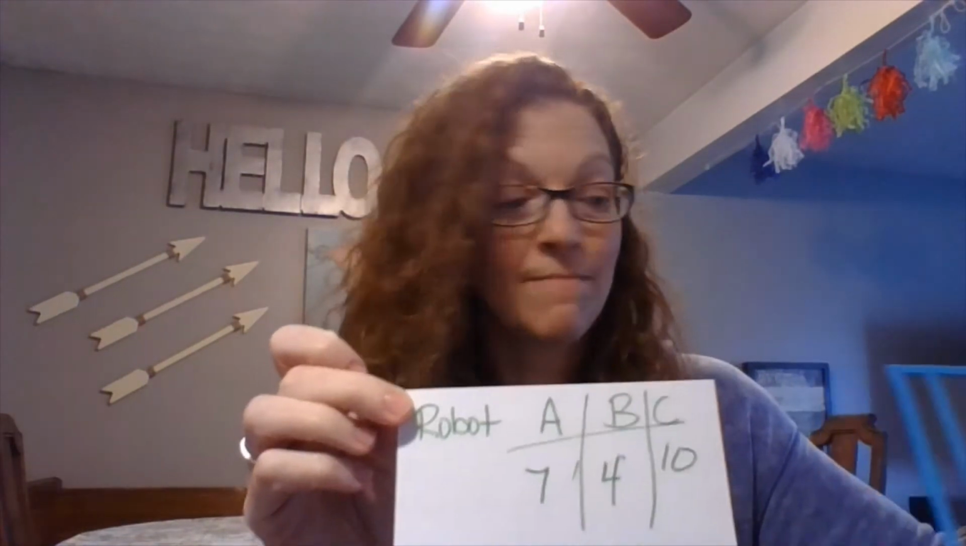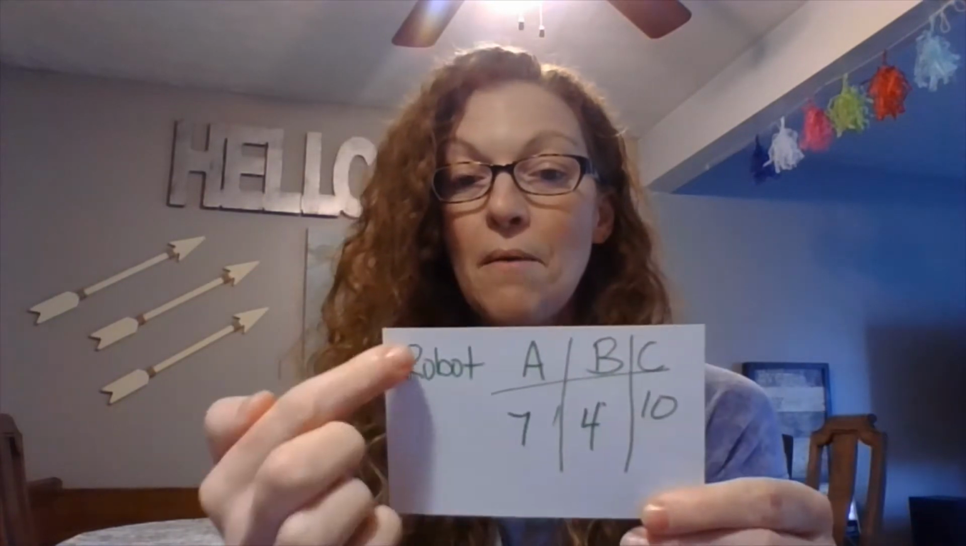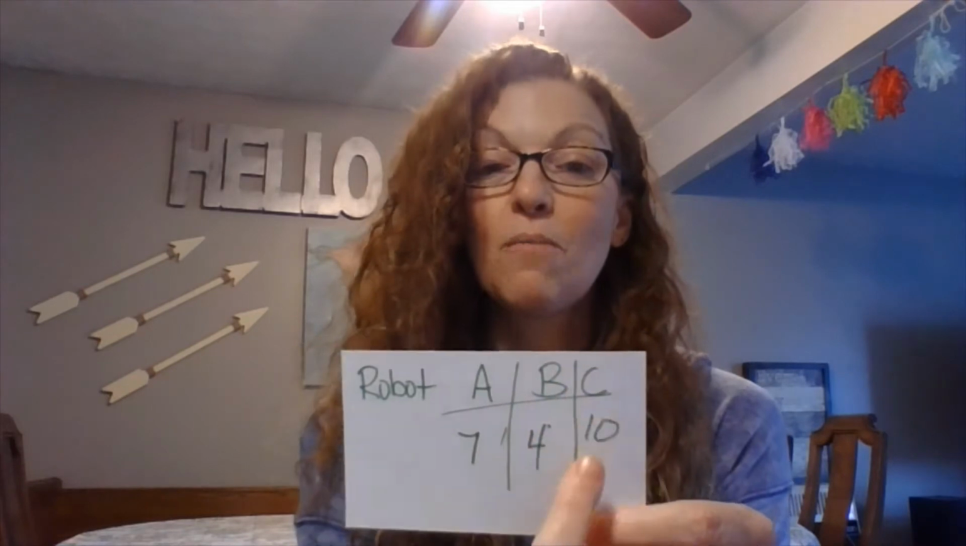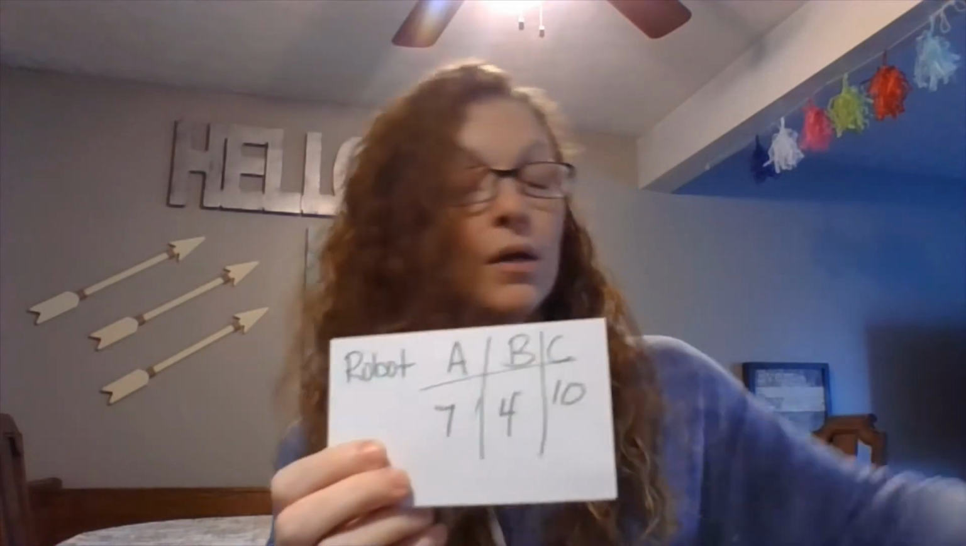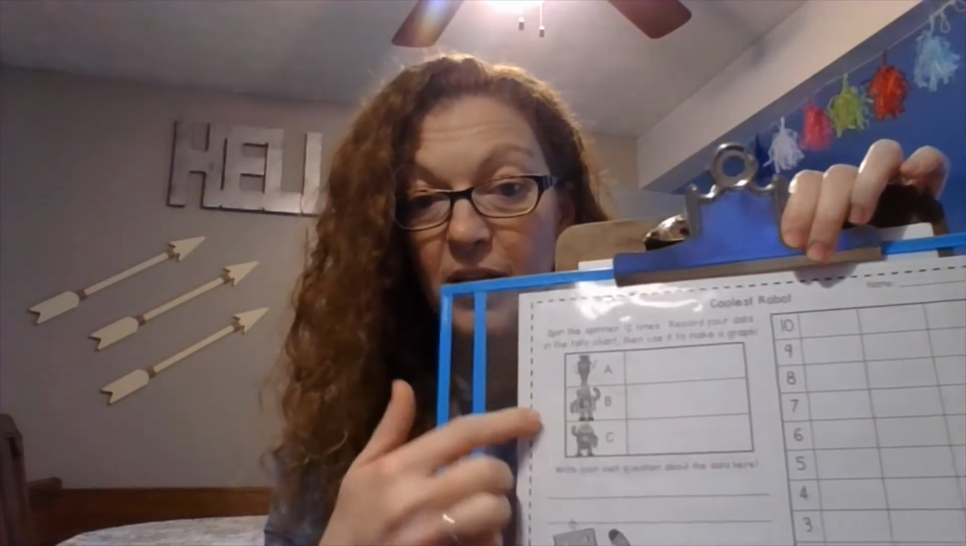So I collected all of the data from the robots. Remember, we had Robot A, B, and C, and I got this data about how many people like the robots. Robot A had 7, Robot B had 4, and Robot C had 10. So we're going to use this to create a tally chart for here.